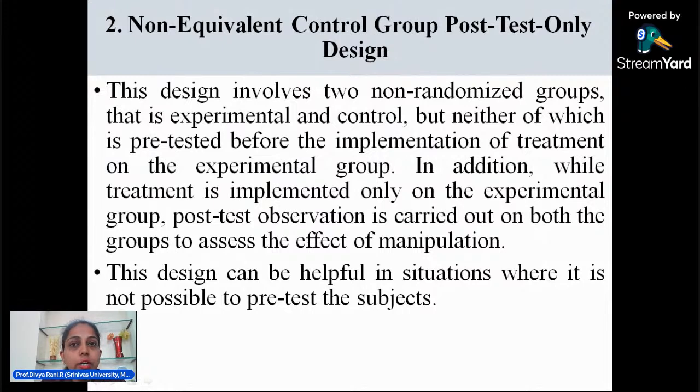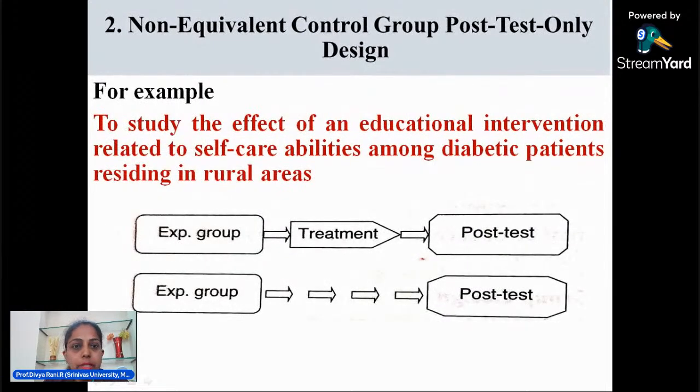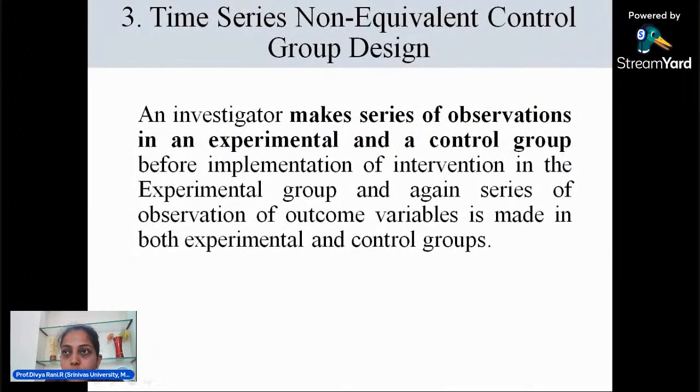So that is that particular design. Next one is non-equivalent control group post-test only design. So here only the post-test will be done. Next slide. In the picture, you can see there are two experimental groups, and the next one is not experimental, it is a control group. In the heading, you can see only the post-test is done. In both, the participants are selected not randomly. You are assigning the participants, and there is no pre-test, only post-test, and the treatment will be given only to the experimental group.